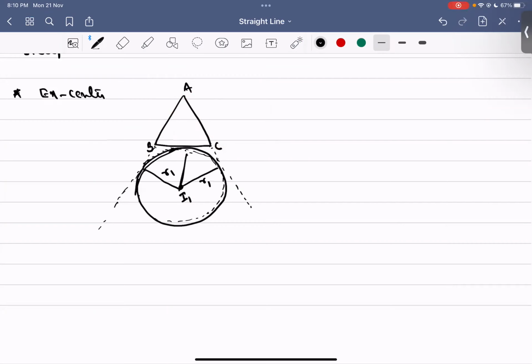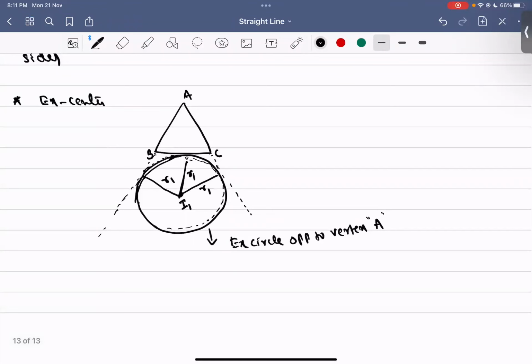This is called the excircle opposite to vertex A. Similarly, you will have the remaining two excircles. Like this. Similarly, this side.